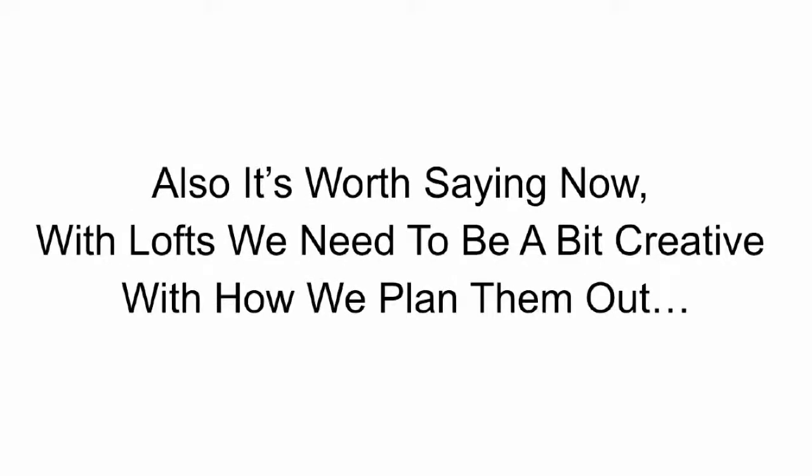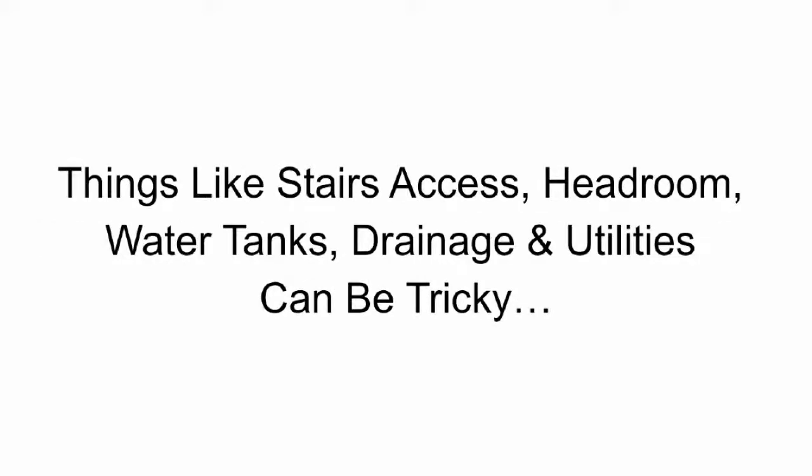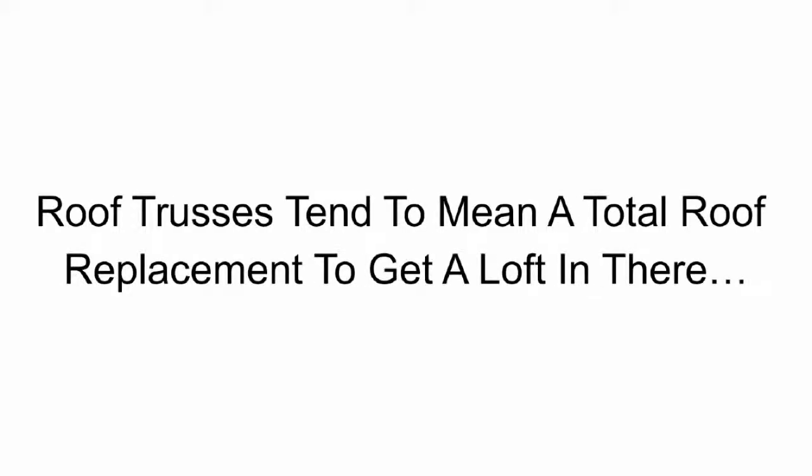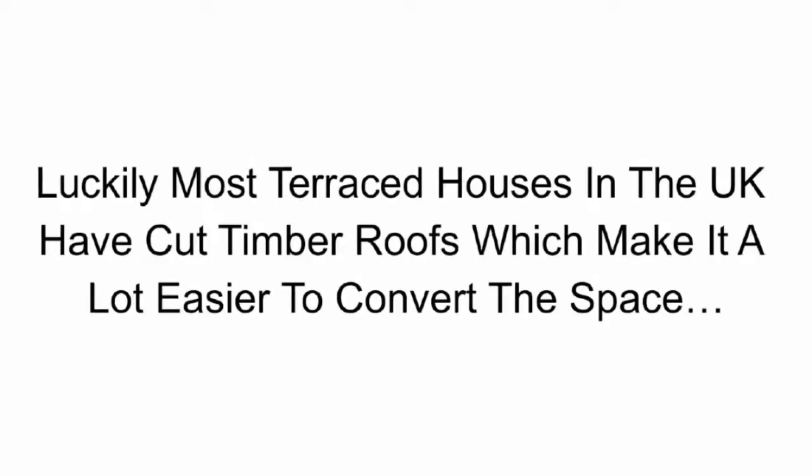Also, it's worth saying now, with the lofts we need to be a bit creative with how we plan them out. Things like stairs access, headroom, water tanks, drainage and utilities can be tricky, and that's even if a loft is possible in the first place, as another big issue is the roof structure itself. Roof trusses tend to mean a total roof replacement to get a loft in there. Luckily, most terrace houses in the UK have cut timber roofs, which make it a lot easier to convert the space into a usable loft.